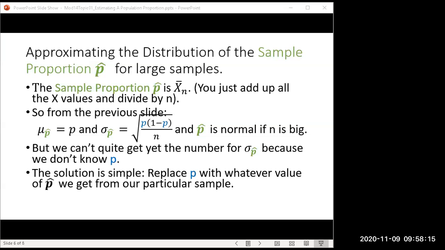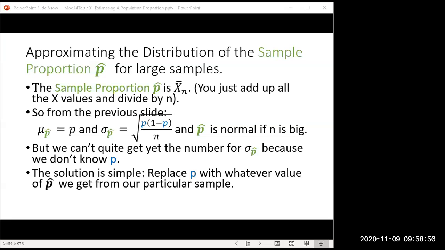But the trouble is, we don't know p. That's the whole point. P is the population proportion. We don't have access to the entire population. The only reason why we're taking the survey in the first place is because we don't know p and we would like to find out. So we're kind of stuck. We got our formula for the margin of error all set, but we don't know p.